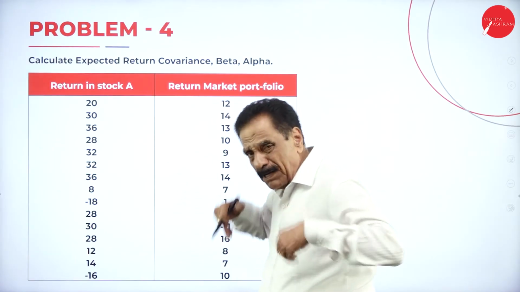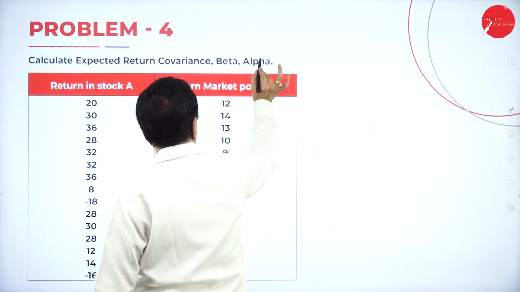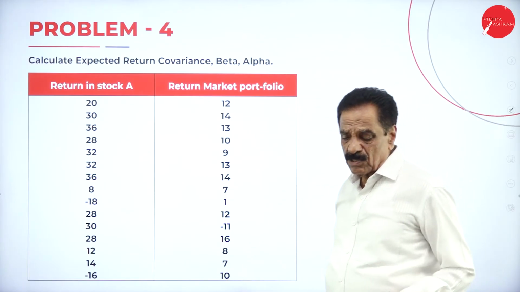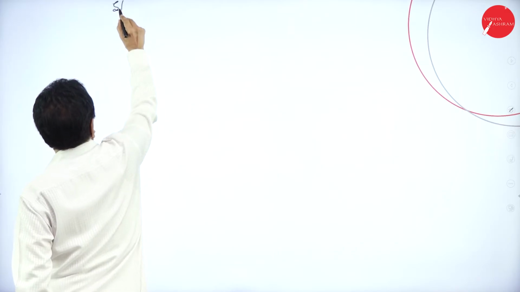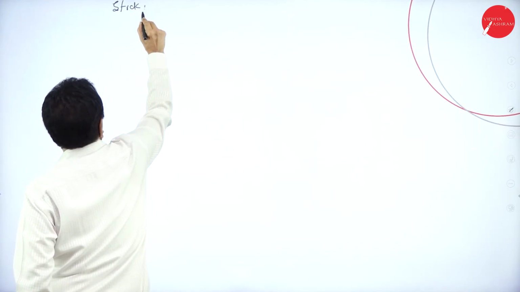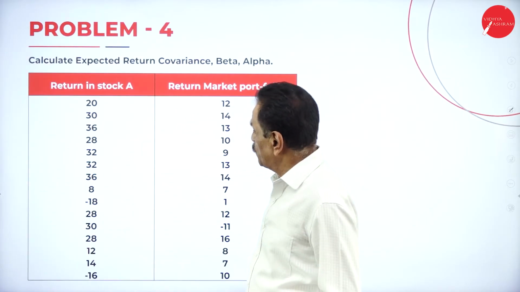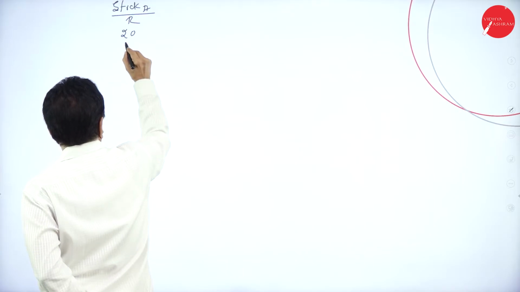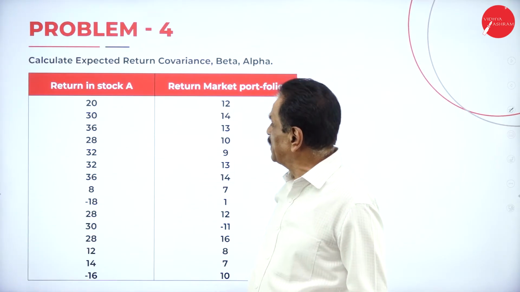Another big problem. Calculate expected return, covariance, beta and alpha. We'll go with the stock, the same type you have to do. Stock A returns. It's a lengthy problem. The procedure is the same but lengthy.